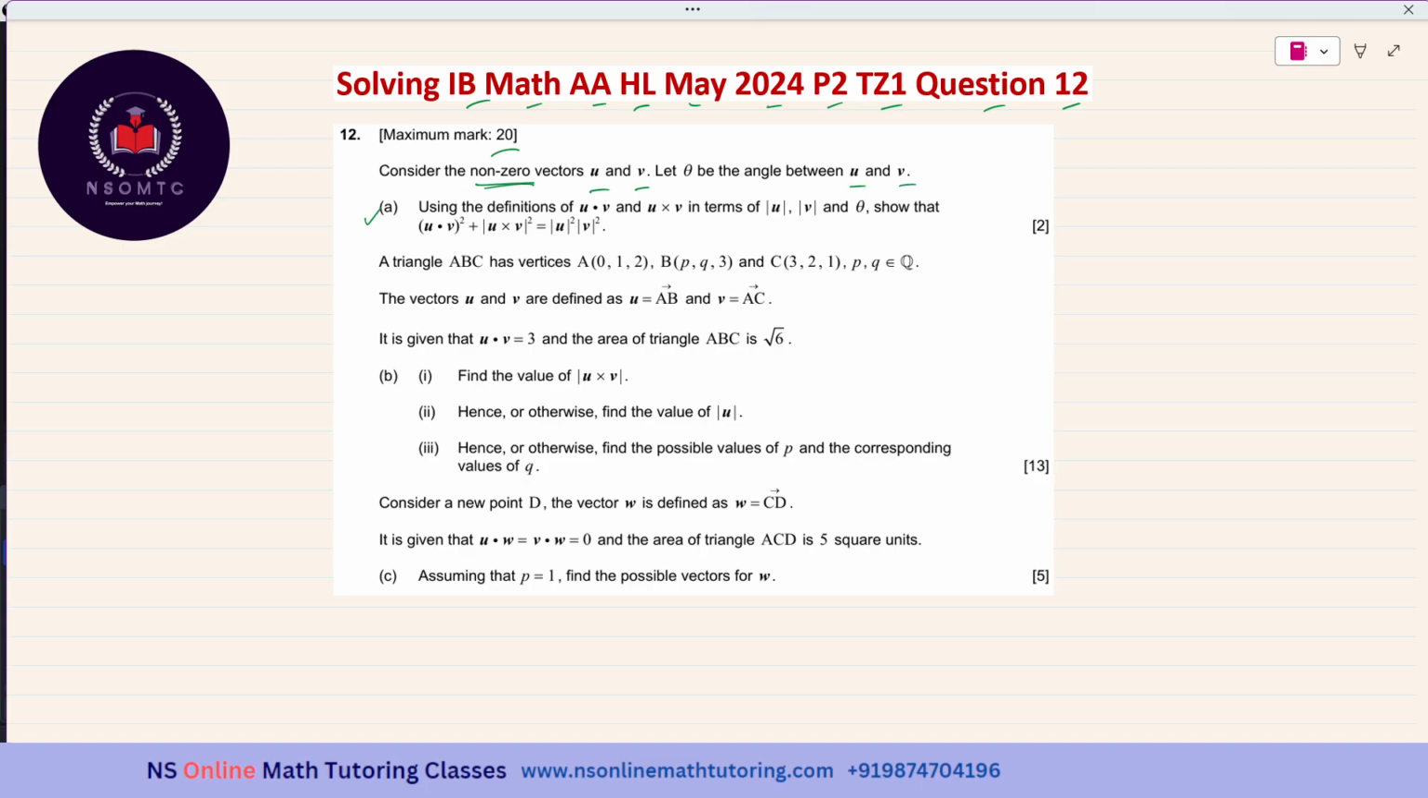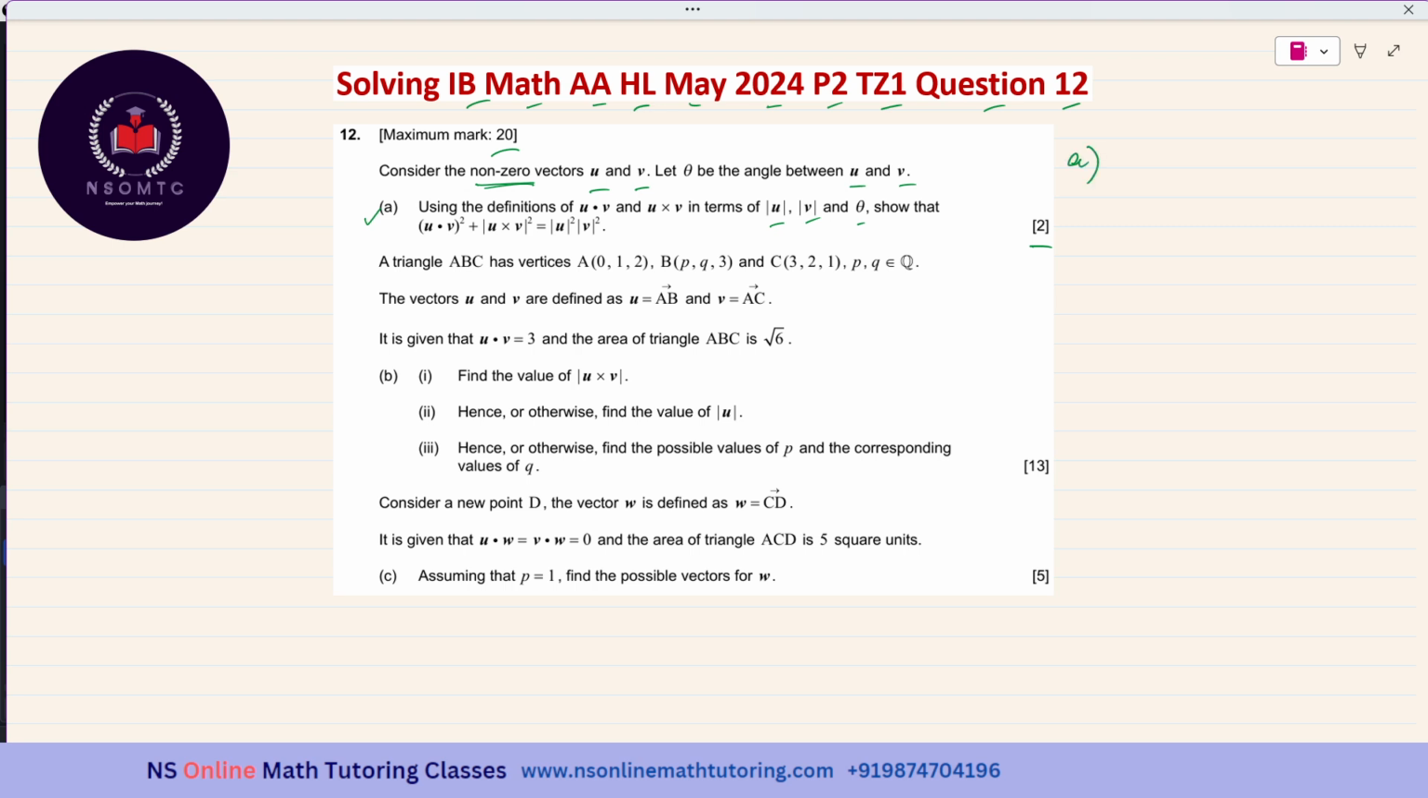Subpart A's question is, using the definition of the dot product between u and v and the cross product between u and v, in terms of the magnitude of u, the magnitude of v and theta, that is the angle between these two vectors, show that (u dot v) squared plus the magnitude of u cross v squared is equal to the magnitude of u squared times the magnitude of v squared. It is worth 2 marks.